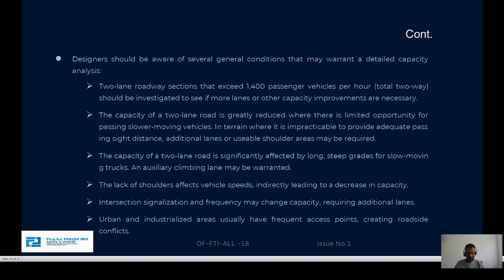Intersection signalization and frequency may change capacity or require additional lanes. So mostly in Ethiopia, roundabouts are being replaced with signals to increase the capacity of the intersections.